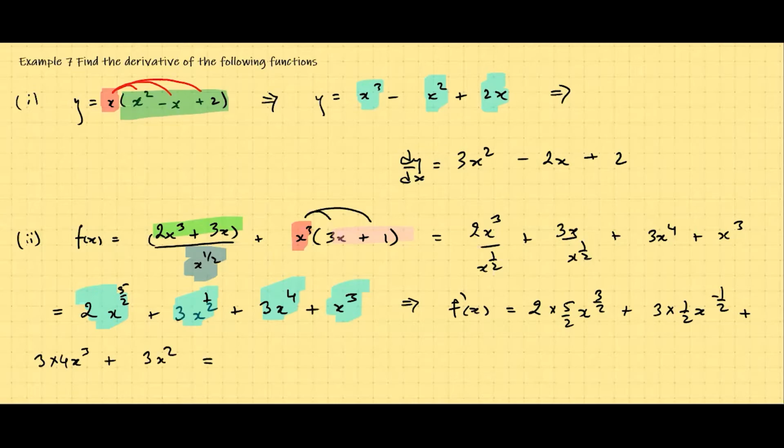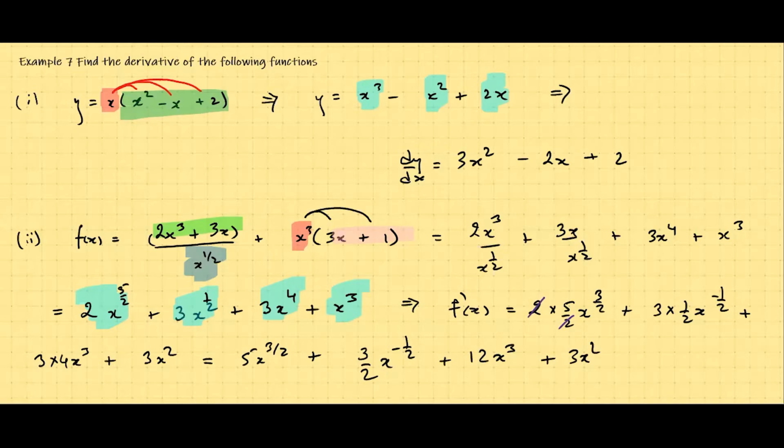Now, all that's left to do is to tidy this up. So we go back to the first term here, and the 2s are going to cancel, so I'm just going to get 5x to the 3 over 2. For the second term, I'm going to get 3 over 2 x to the minus a half. And then for the third term, we're going to get 12x cubed, and finally 3x squared. So we've been able to work out the derivative of both those functions.